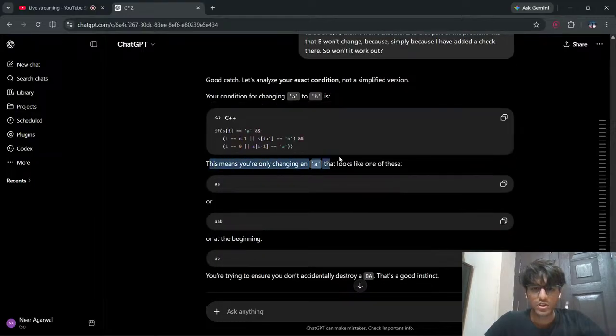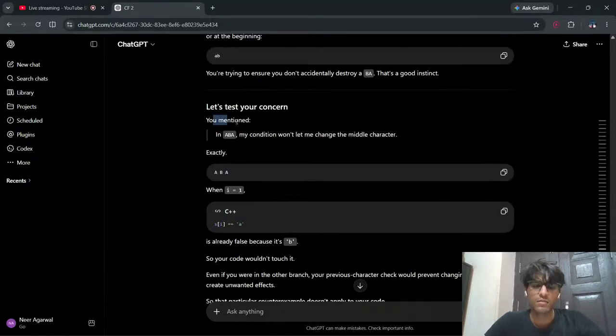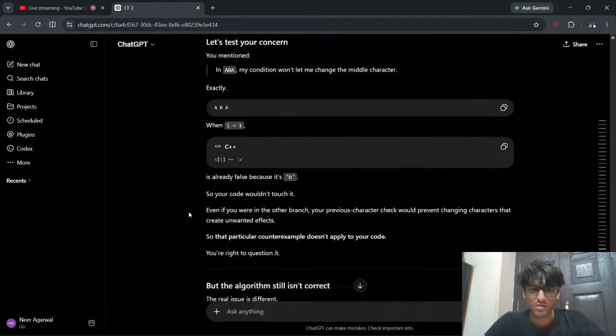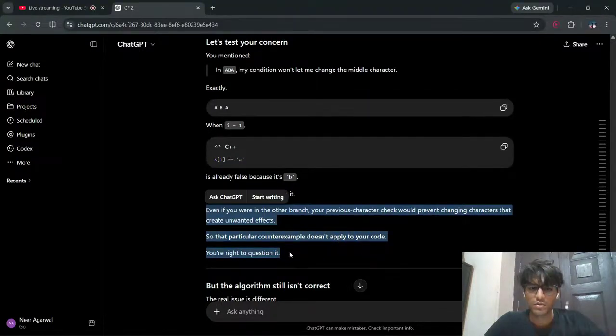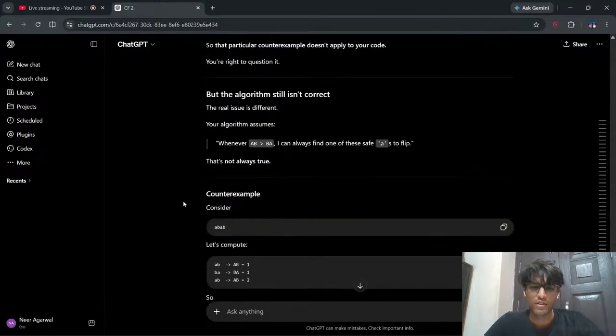That means you are only changing an A that looks like one of these, or this, or at the beginning. So you're trying to ensure you don't accidentally destroy a BA. That's good. Let's test. In ABA, my condition would let me change the middle character, but S of I is already false, so the other branch of the previous character check would prevent changing it. So that particular code doesn't apply here. That's out of the question, but the algorithm still isn't correct. The real issue is different.